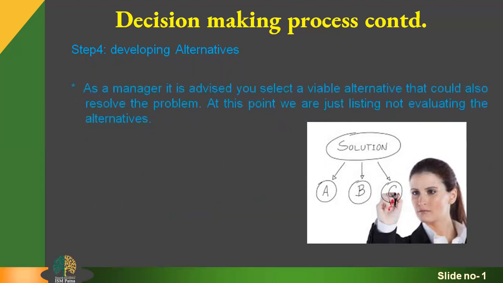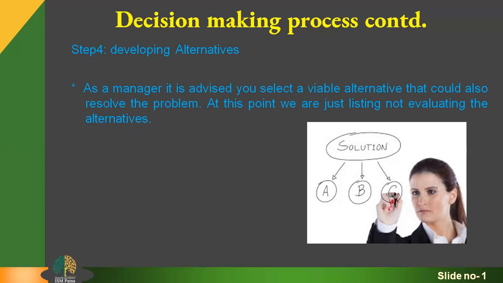This concept may be understood with this situation: the proposal is presented with variables like A, B, C, and multiple solutions are available. Solution means multiple options are ready with the selected criteria for taking the decision. So the solutions will be decision A, decision B, decision C. Either of these options can be taken. So manager, you are advised to select a viable alternative that could also resolve the problem at this point. We are just listing, not evaluating the alternatives.